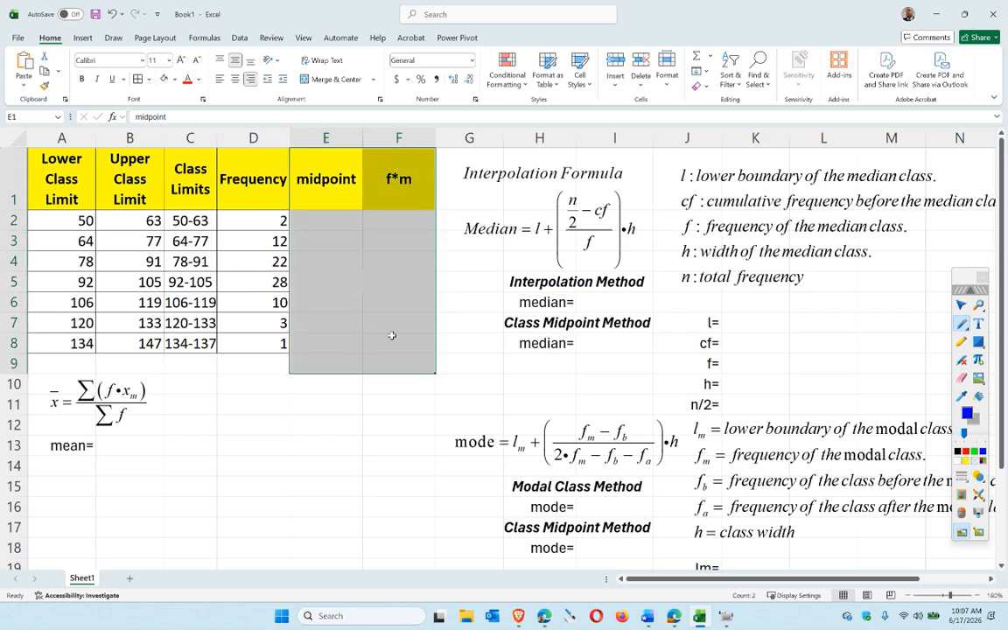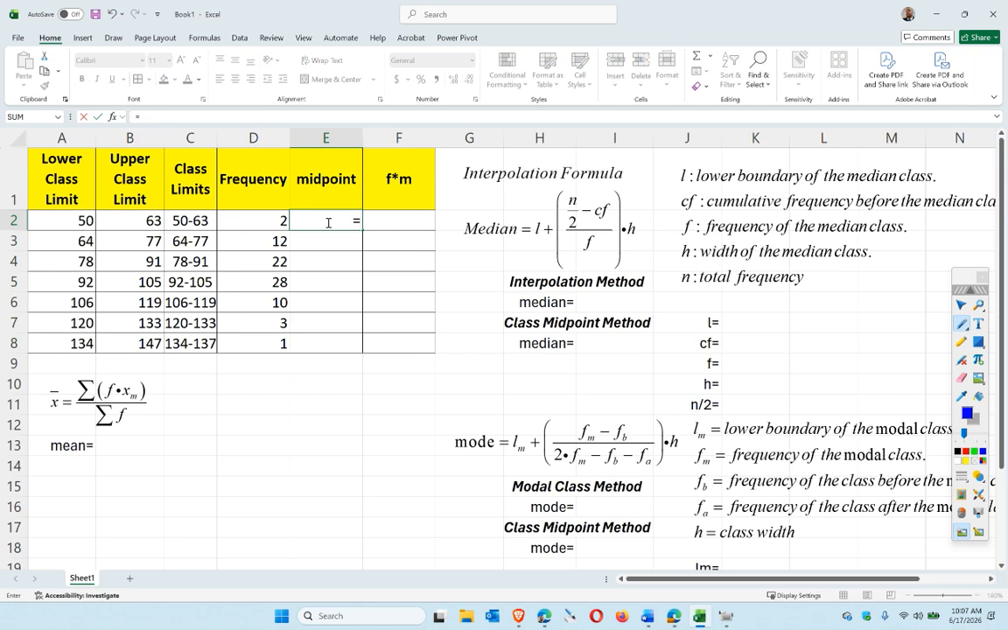So midpoint, we have to add up the two endpoints of the limits of the classes and divide by 2, right? So the midpoint of 50 and 63 is 56.5. Add them up, divide by 2. Okay, and then we need to multiply the frequency times the midpoint, and then drag that down.